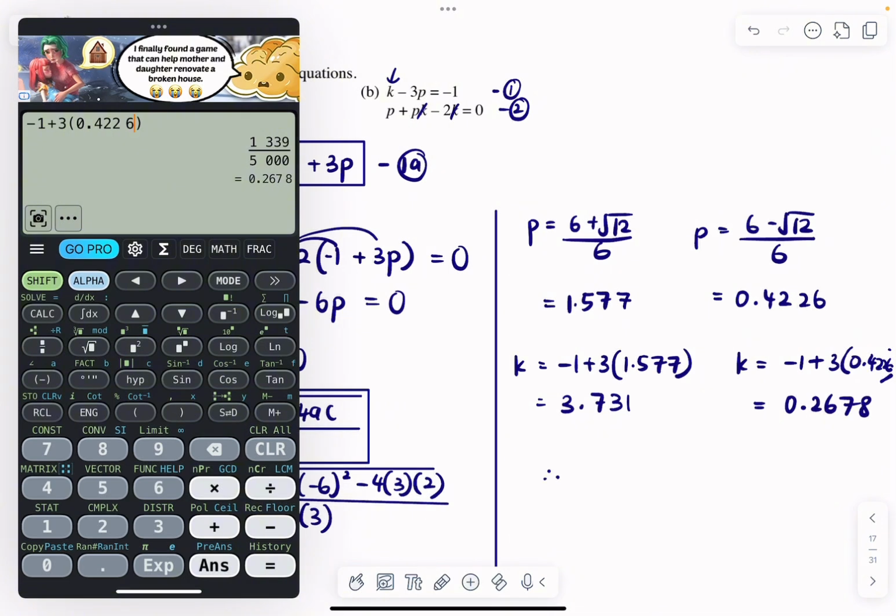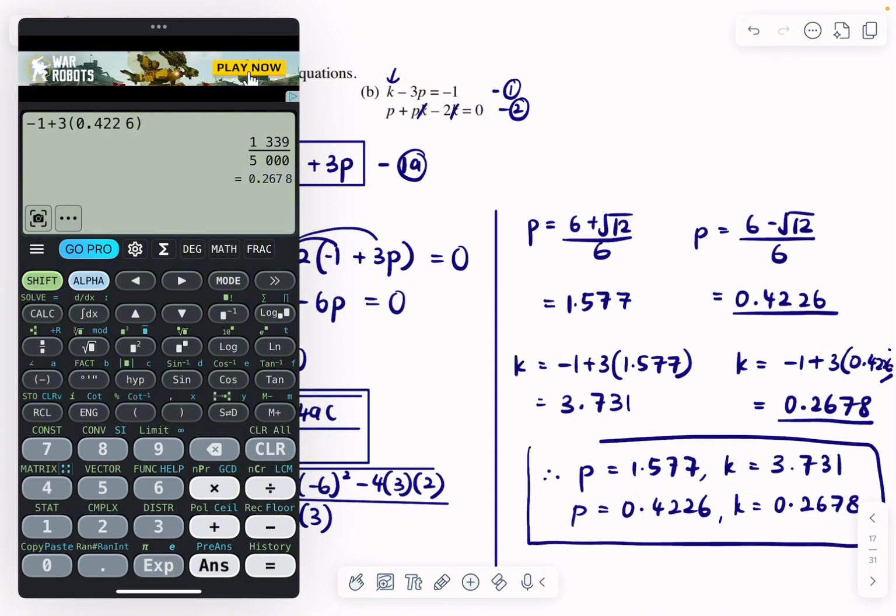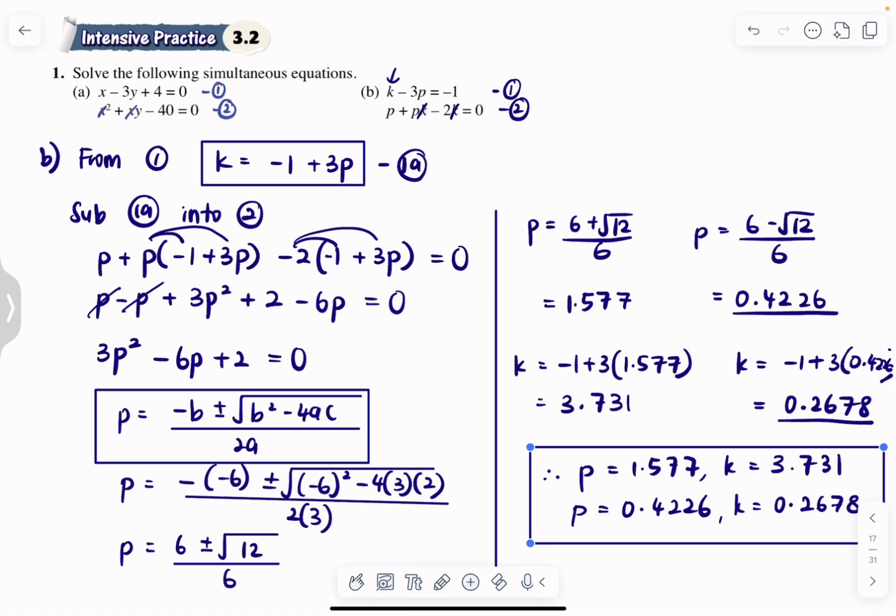So we can conclude it. When p is 1.577, k is 3.731. And when p is 0.4226, k is 0.2678. This will be our conclusion. That's it. Done.